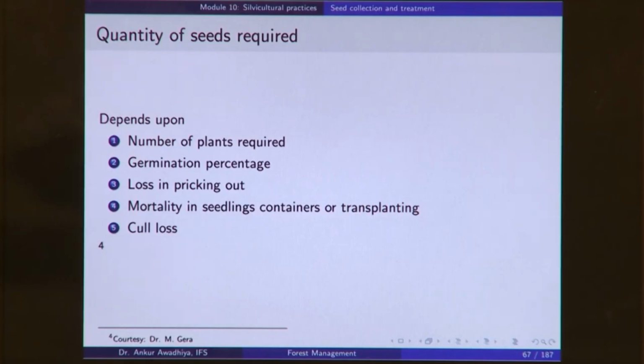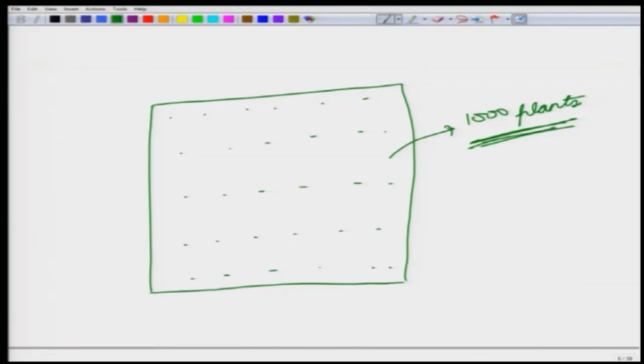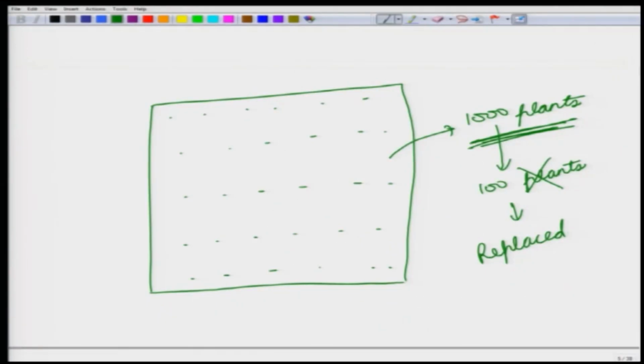Because when you are raising 1000 plants, there is a good chance that after planting, say 100 plants out of these die off, because before these plants were able to establish themselves, there was some climatic event because of which 100 plants died off. So, in the same planting season you will have to replace these plants. These will have to be replaced, which is known as casualty replacement.